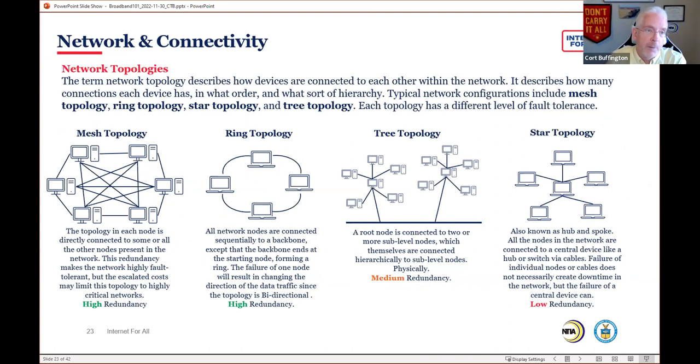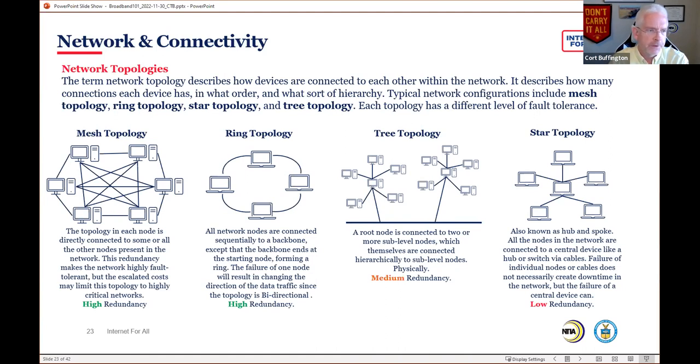Some other important stuff about network connectivity are different topologies. And really what we're getting down to here is we're starting to get into a discussion about reliability of networks, and the things that we do to try to ensure that they are reliable. Because, let's face it, we are all very dependent on data networks these days.